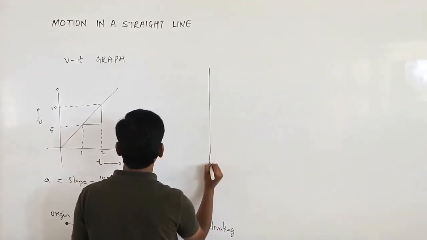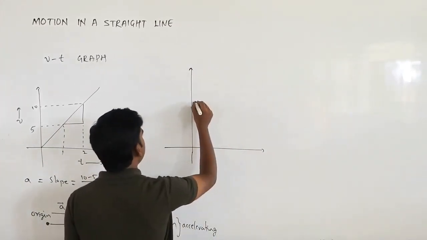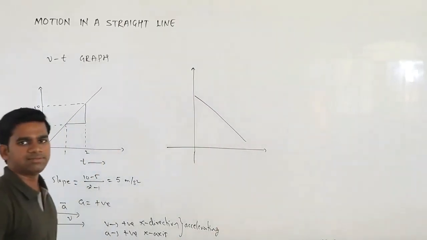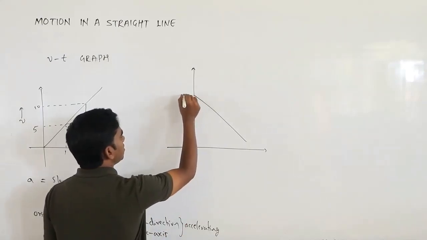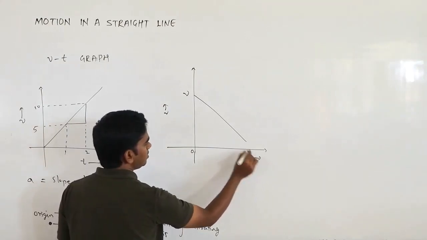Okay, so the second graph I will take here. Again I will take it in the first quadrant only. So what will happen here? The graph is going to be something like this. This is the graph. When t is 0, velocity is here, so some v is here. When t is some value, it is here.